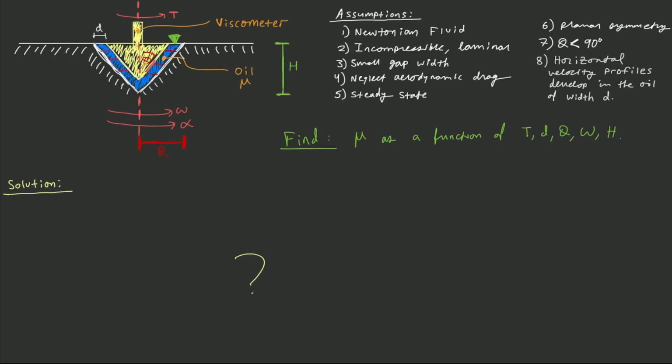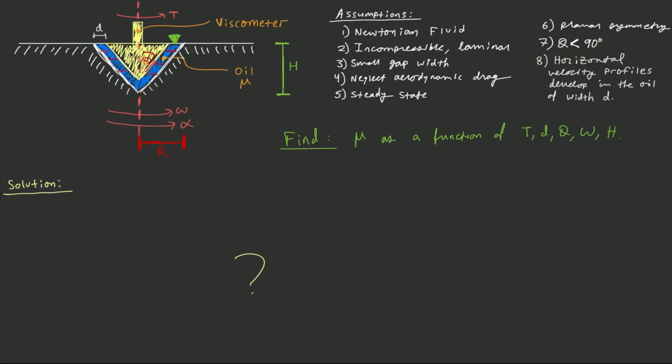Now our assumptions are as follows. 1, we're assuming that the oil is a Newtonian fluid. 2, we're assuming that the flow within the oil is incompressible and laminar. 3, we're assuming that we have a small gap width d. 4, we're going to neglect aerodynamic drag. 5, we're going to assume that we are in steady state. 6, we're going to assume that we have planar symmetry about the axis AA. 7, we're going to assume that theta is less than 90 degrees.